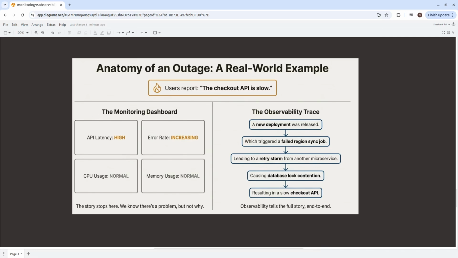Here, as you can see on the right hand side, is how the observability trace behaves. It tells you a new deployment was released. There was a recent release of a deployment which triggered a failed region sync job, which led to a retry storm from another microservice, causing database lock contention, resulting in the slow checkout API which the users reported. So you were able to find that entire trace, right from a deployment being released to the checkout API getting slow because of database lock contention. Observability tells the full story end to end.